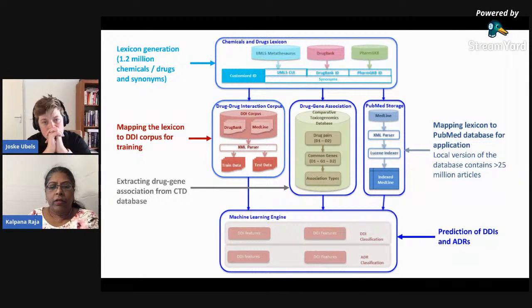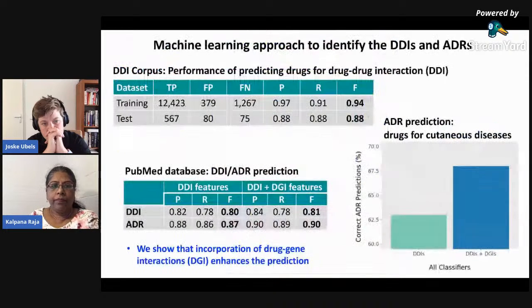In the next step, we try to find the adverse drug reactions. Again, it is the same set of features. So once we confirm drug-drug interaction, we see whether it can lead to adverse drug reactions. So this is our result. For the drug-drug interaction corpus, we achieved 0.94 F score for the training data and 0.88 F score for the test data. We use the same trained model to predict drug-drug interaction and adverse drug reactions on the PubMed database.